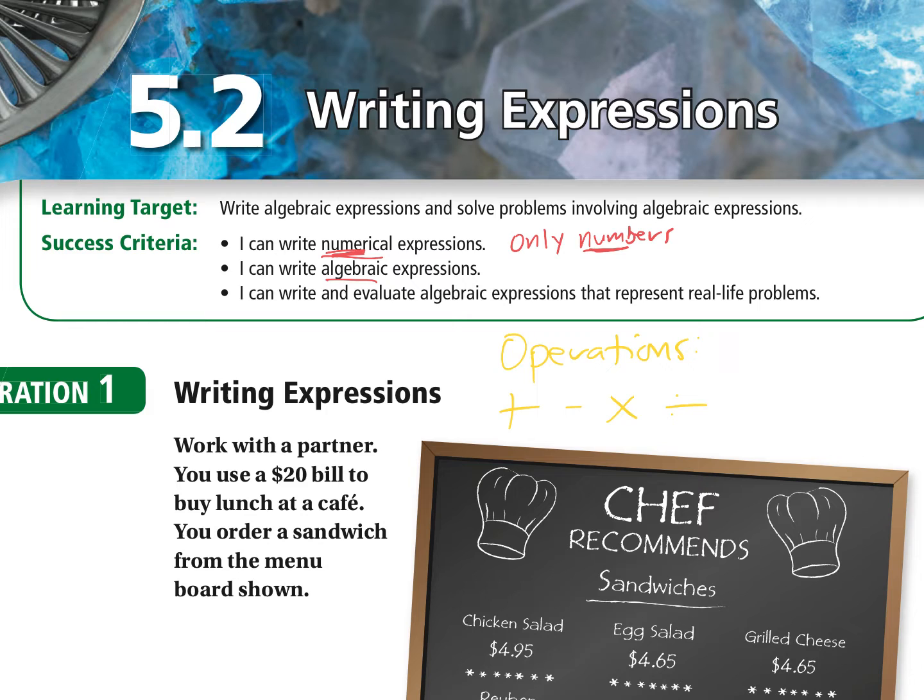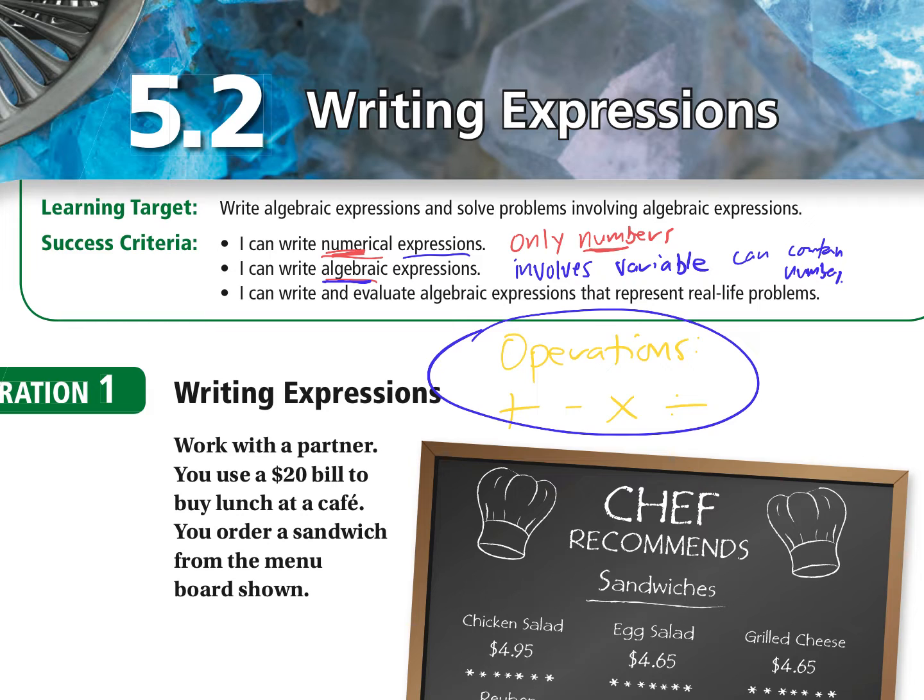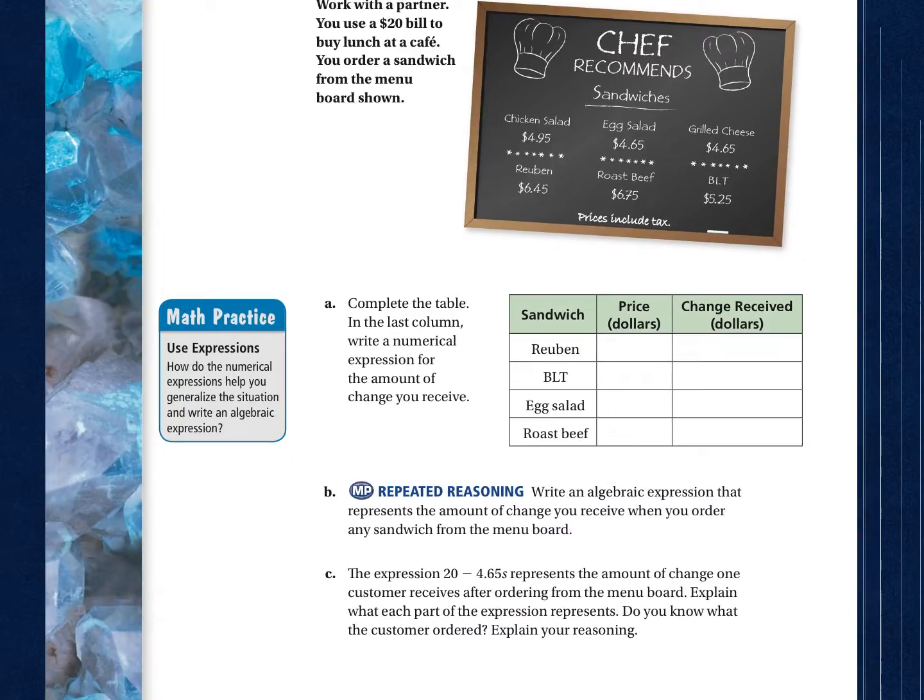And then algebraic will be dealing with algebra, which involves variables, otherwise known as letters, but can also contain numbers as well. Sorry, that's quite sloppy. But numerical are only numbers. Expressions that are numerical have operations and numbers, and expressions that are algebraic have operations as well as variables. So let's look at some examples.